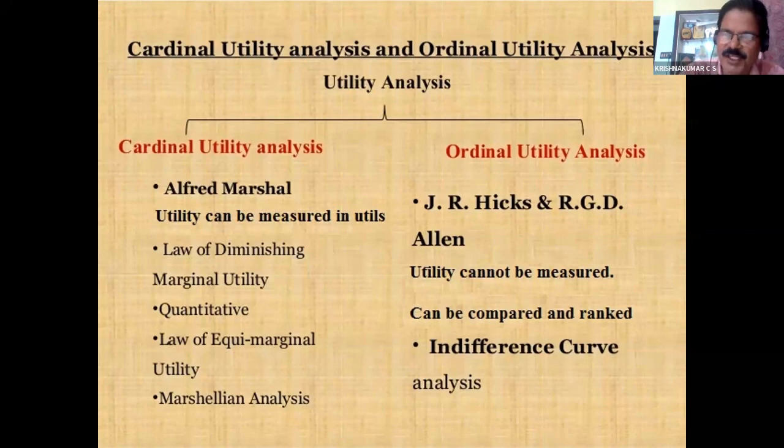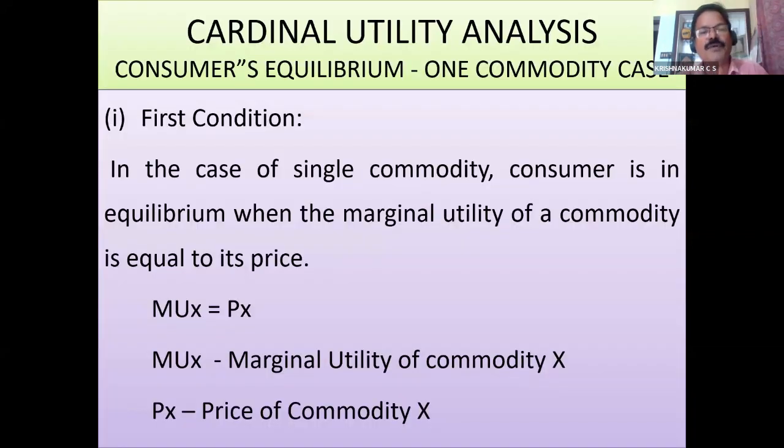Okay. The first condition, let us see. The first condition is MUX is equal to PX, we know. MUX means marginal utility of commodity X. It should be equal to price of X. So this is the first condition in consumer's equilibrium. Marginal utility should be equal to its price. So what will happen if they are not equal? Say MUX is greater than PX. What will happen?